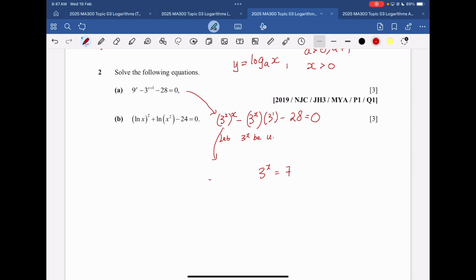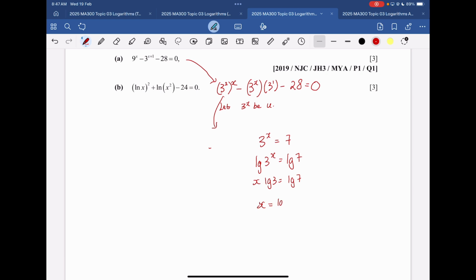What do you do here? You log both sides, right? Okay. Then what do you do here? Divide, bring the log down. Divide by log 3 on both sides. Take lg 7, divide by lg 3. What do you get? You should get 1.77.